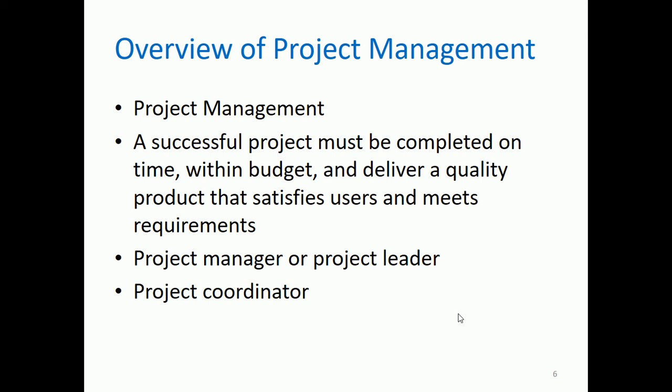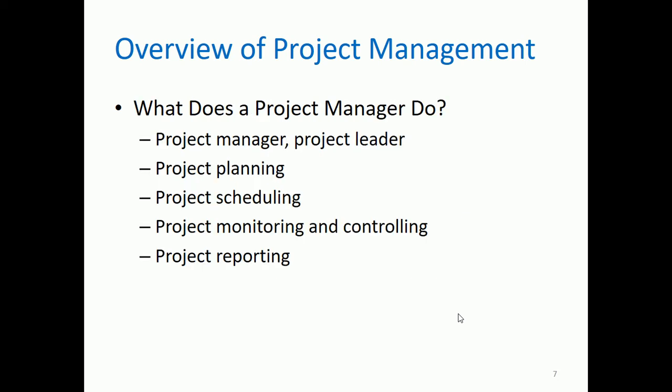So, who is the leader who oversees the monitoring of the project? If it is a very big project, it can be managed by the project manager or a project leader. For smaller projects, they can also be called project coordinators. So, what does a project manager do? These are the things that the project manager or project leader does: project planning, project scheduling, project monitoring and controlling, and project reporting.